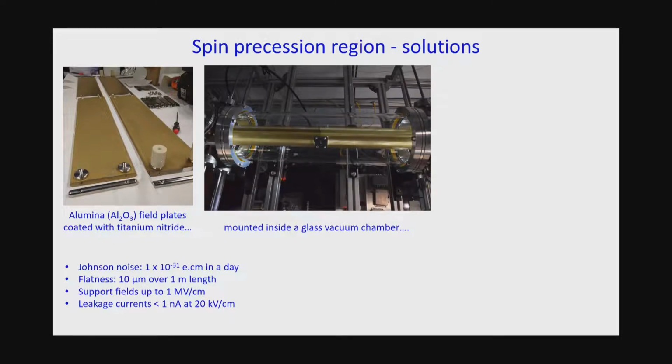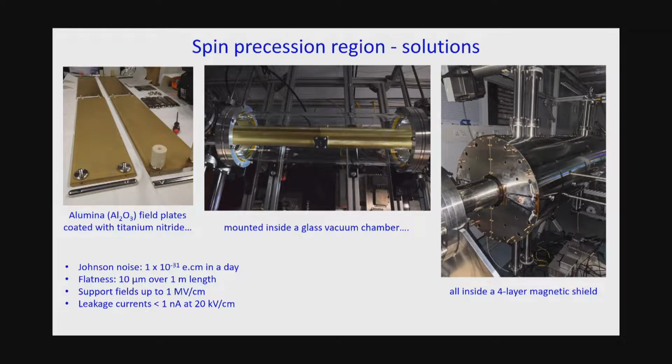This whole electric field structure lives inside a glass vacuum chamber, and all of that sits inside a 4-layer magnetic shield. You're seeing here just the inner layer. Inside this magnetic shield, we measure a shielding factor of 4 × 10⁶ in one of the radial directions. And the noise that we measure is 50 femtotesla per root hertz at 1 hertz, which we think is limited by the noise floor of the magnetometers we're using. So hopefully you can see that we're making good progress on this beam experiment with laser-cooled YbF.